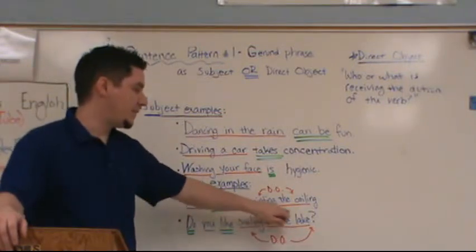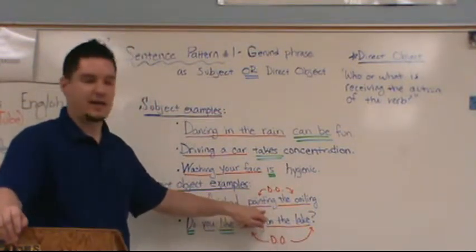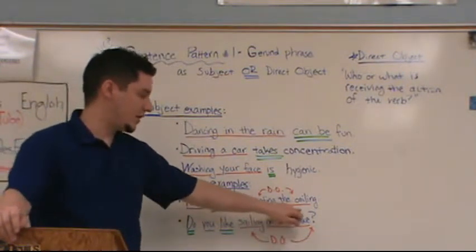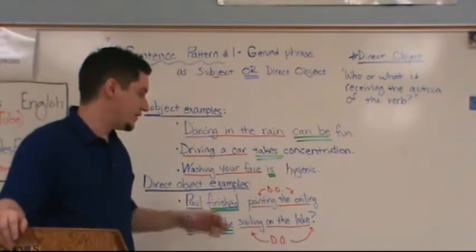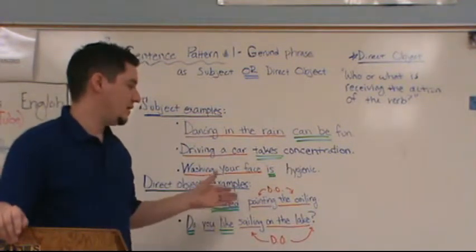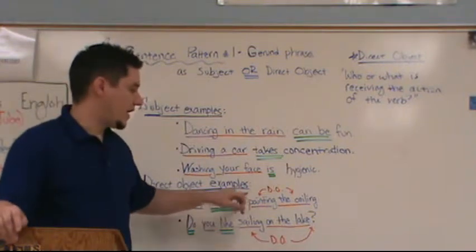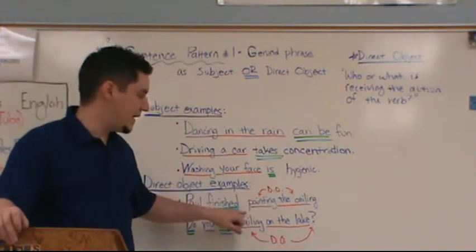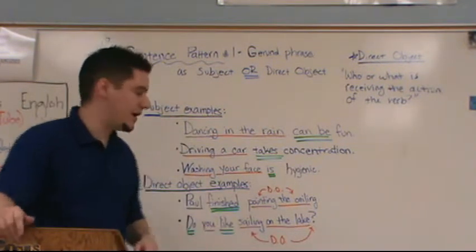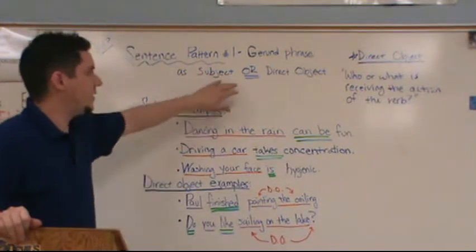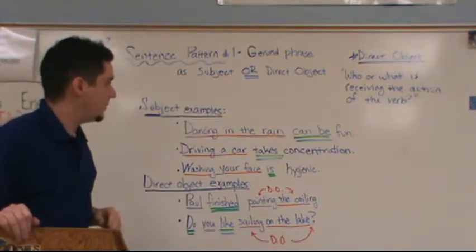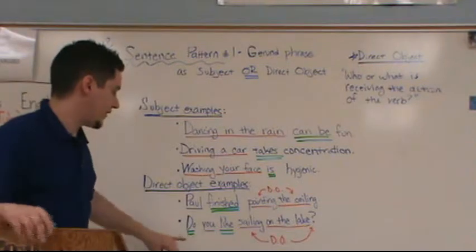And it just so happens to be a gerund, painting, and some related words, the ceiling, to complete the phrase. So in this sentence, Paul finished painting the ceiling, the direct object is painting the ceiling. And it just so happens to be a gerund phrase. So that was example number 2. This is a gerund phrase being used as a direct object.